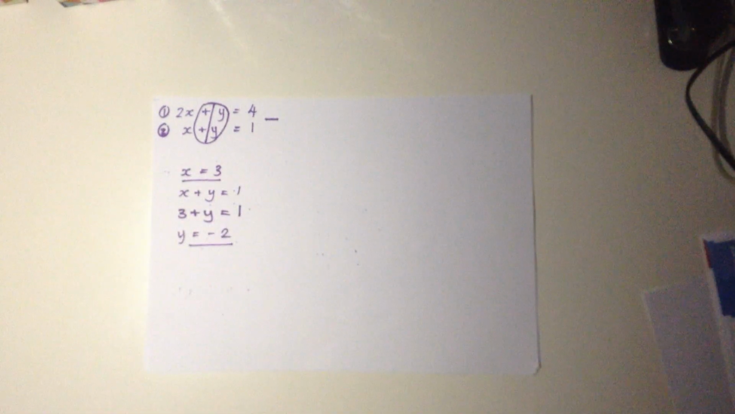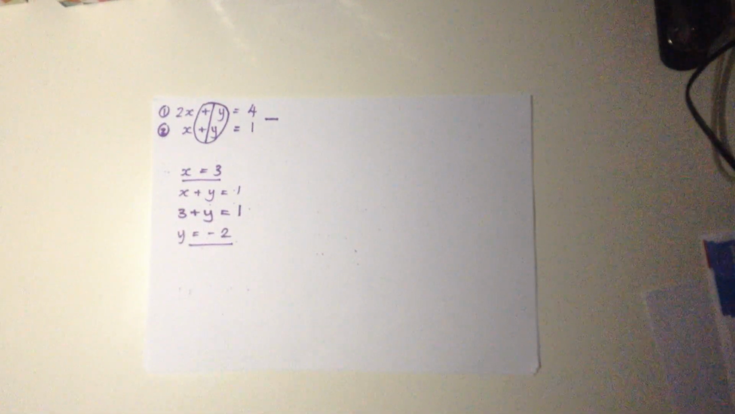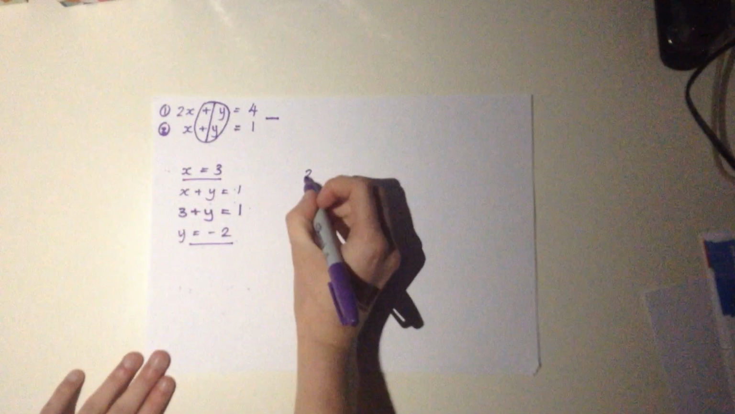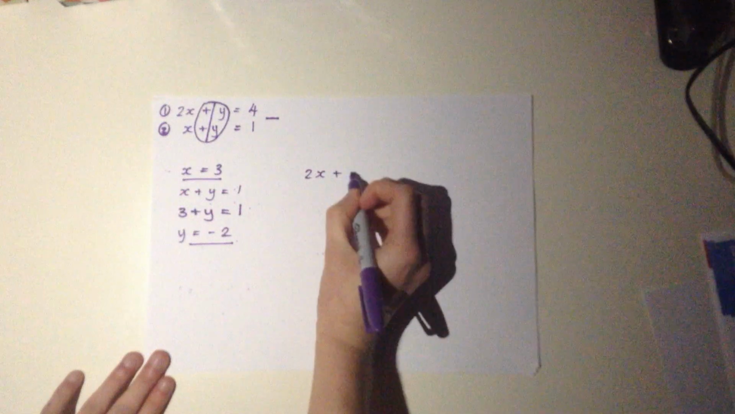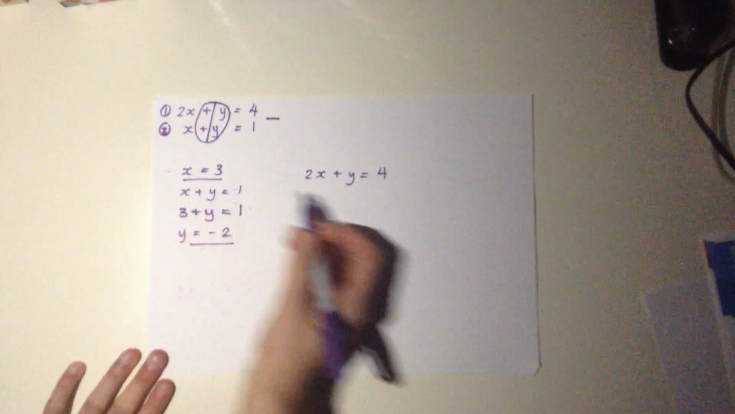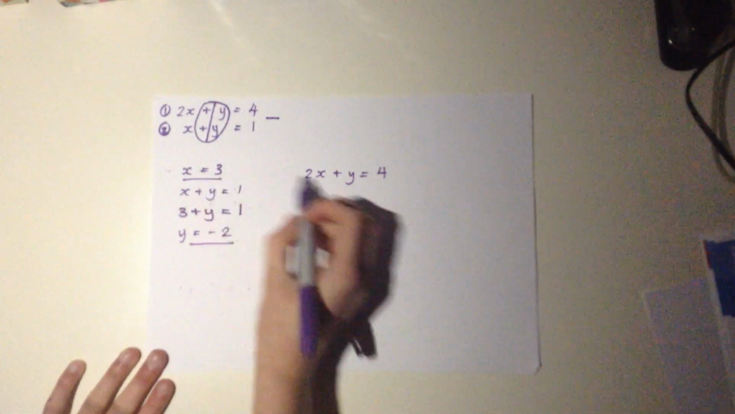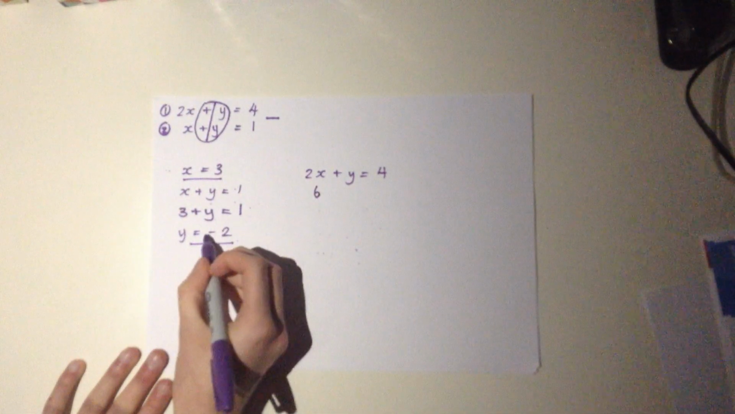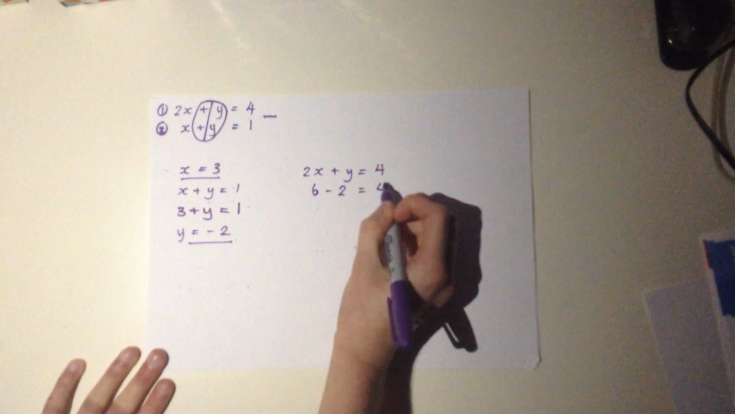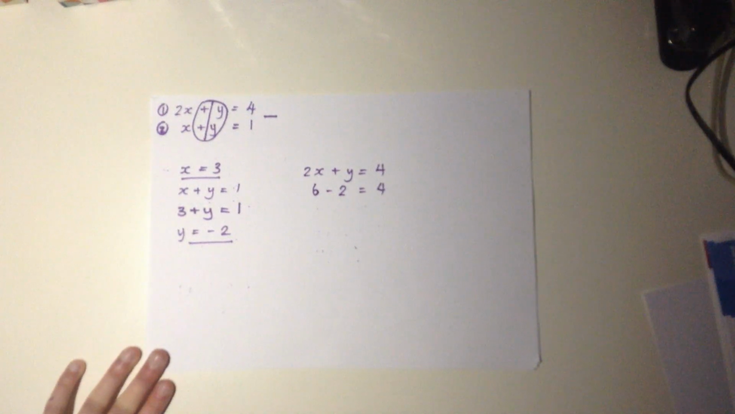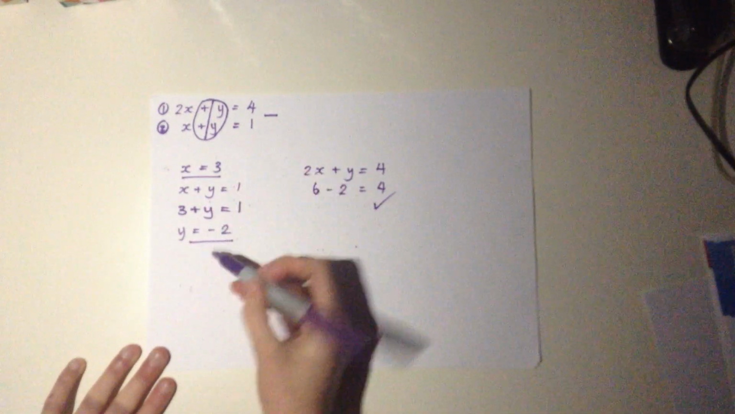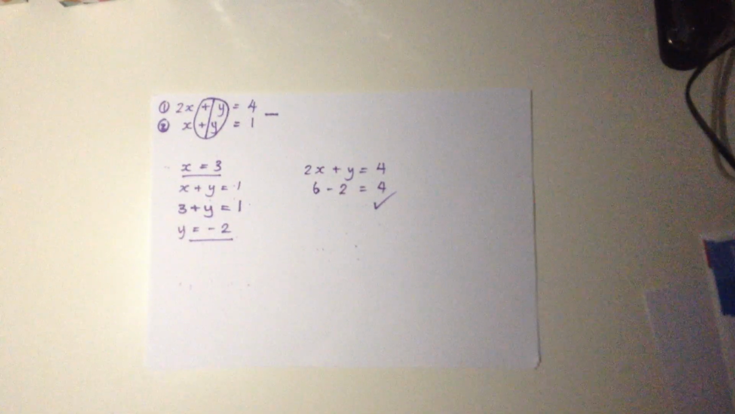Okay, now, like the other equation, we'll go back to the other equation that we haven't done, which is 2x plus y equals 4. We know what x is, so 2 times 3 is 6, plus minus, so minus 2 equals 4. Does 6 minus 2 equal 4? Yes, it does. So again, we know that x is 3 and y is minus 2 are the correct values.